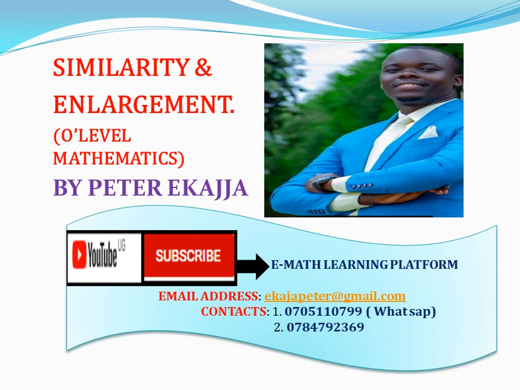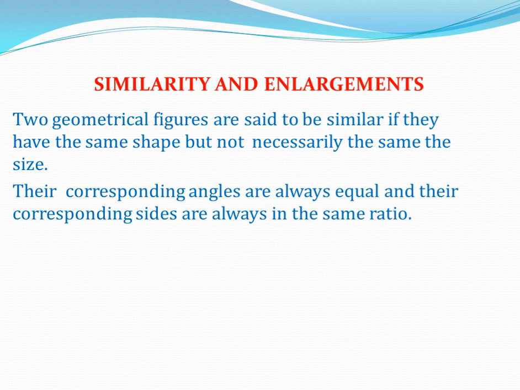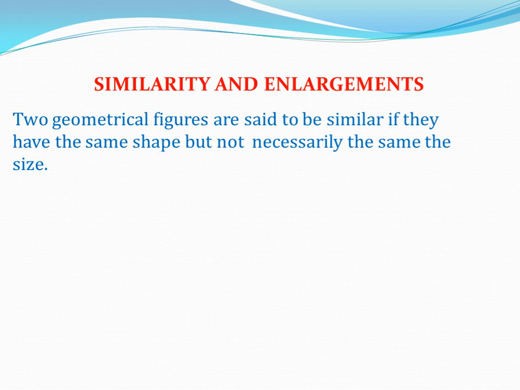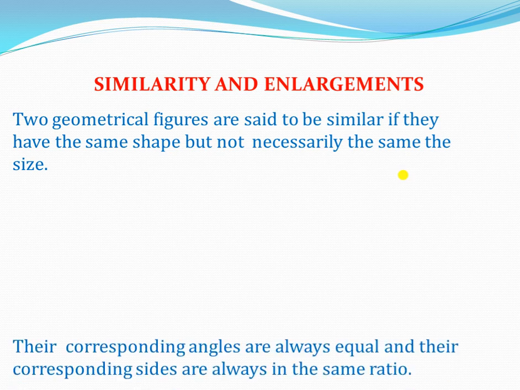Now let's move direct and talk about what we call similarity. When we talk about similarity, we are looking at a situation where two geometrical figures are considered to be similar. Two geometrical figures are said to be similar if they have the same shape but not necessarily the same size. That is a point for you to note.